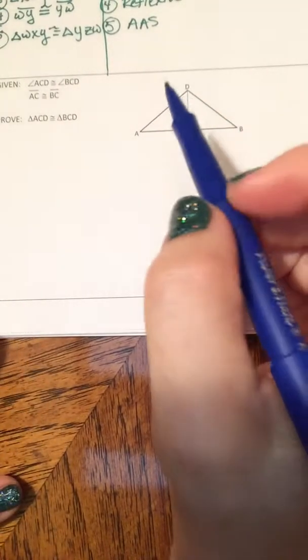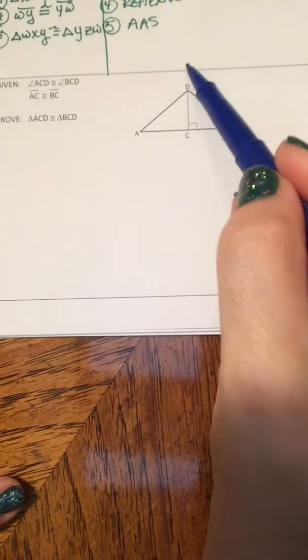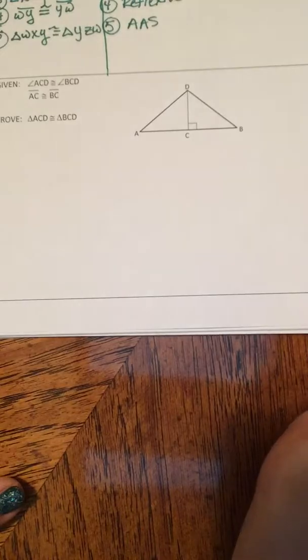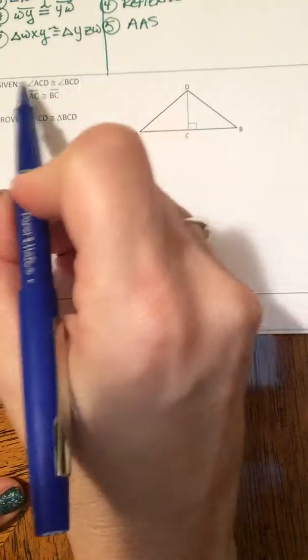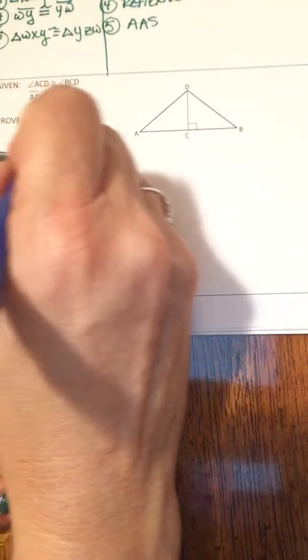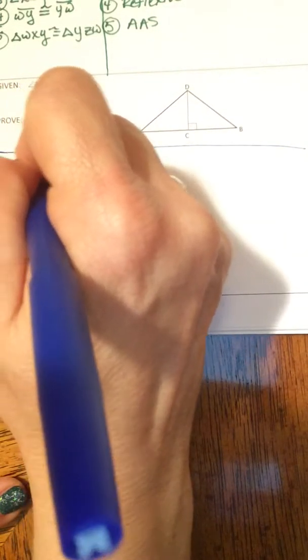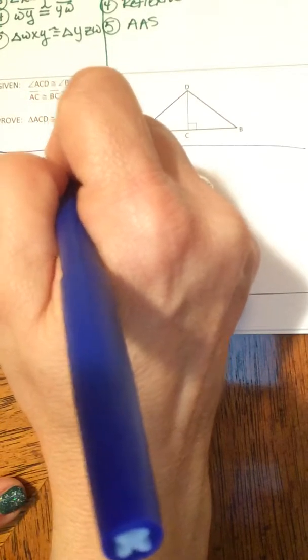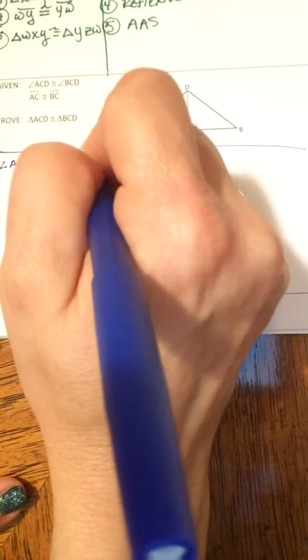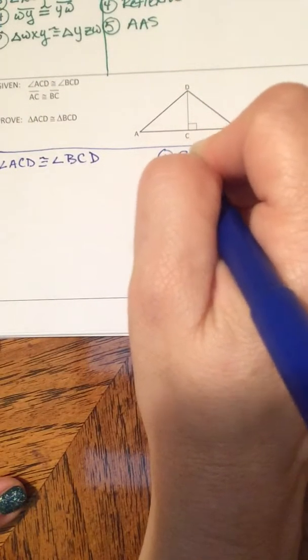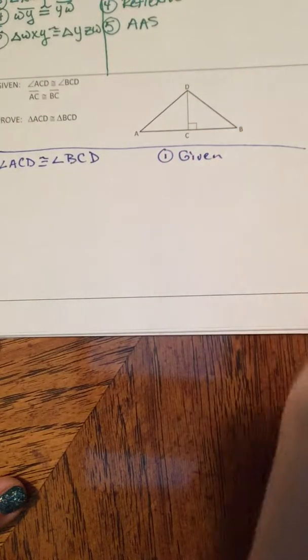For this example, we're trying to prove that triangle ACD is congruent to triangle BCD. So one of the first things that they actually told me was one of the angles, so I'm going to use that as my first given. So I'm going to say angle ACD is congruent to angle BCD, and that is because it was given to us. That's known to be true.